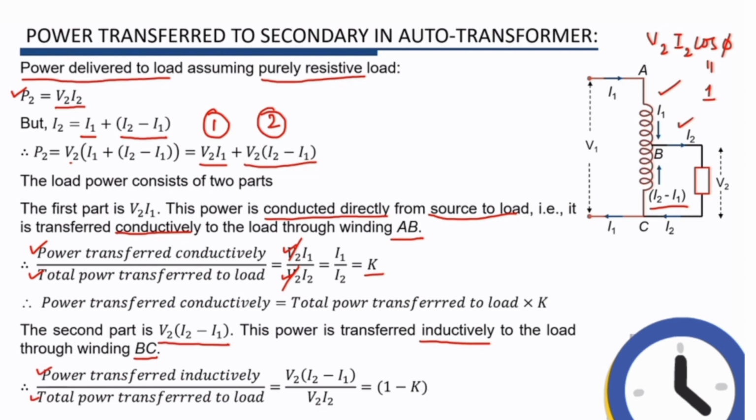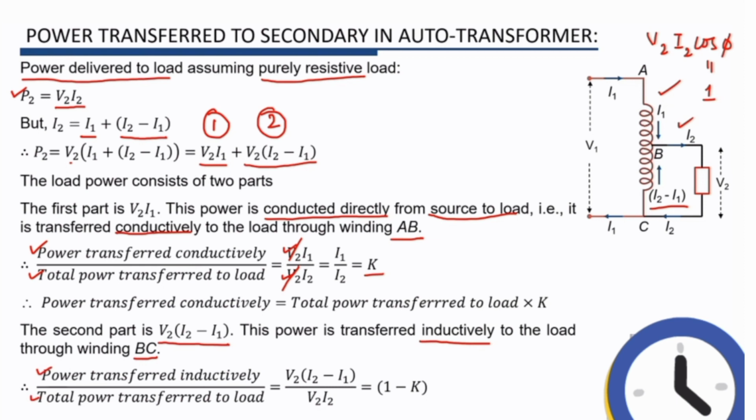By applying I2 in the formula of power, we get the equation, and the power is transferred from the applied voltage to the load in two parts. One, the power is directly transferred from the power source to the load through the winding A and B, and the other is indirectly passed to the load through the winding B and C. So these are the two ways the power gets transferred to the load.